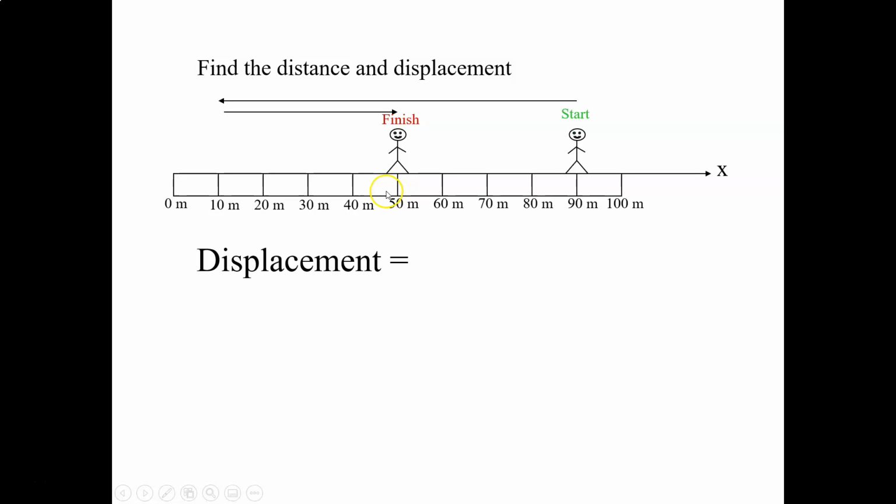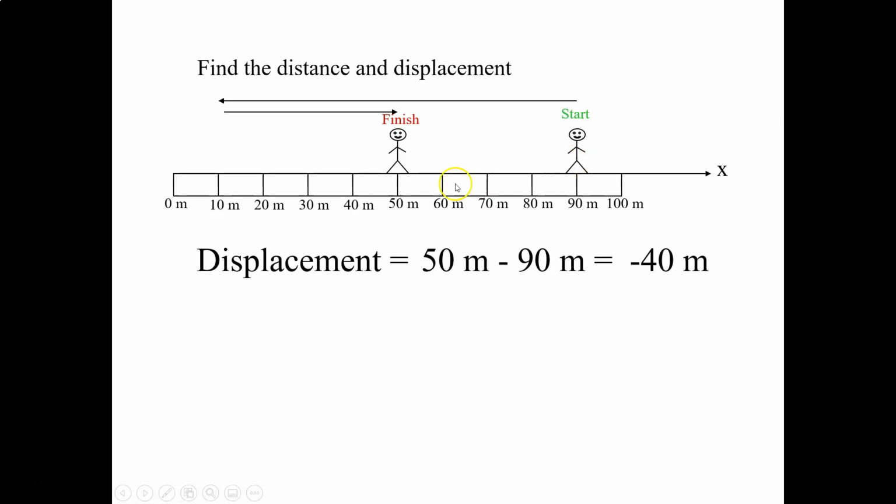So displacement, if you remember from before, is final minus initial. So that is going to be 50 minus 90. It'd be minus 40. And again, the minus 40 means that we ended up left of where we started based on our Cartesian system. If we look at the distance traveled, well, they traveled more than 40 meters.